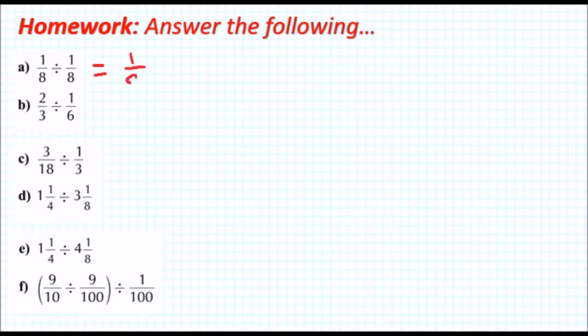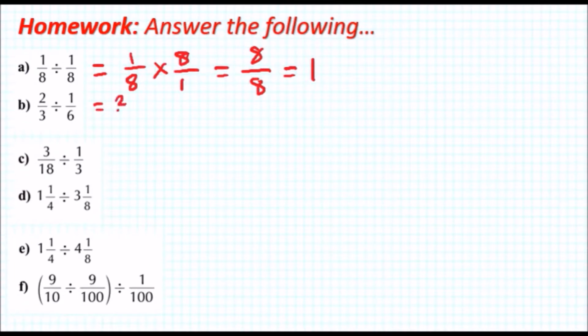So if we're going to do it, we're going to copy the first fraction, flip the divide to a times sign, and then flip the fraction to 8 over 1. So this one is upside down. And now we do as we always do. So we just multiply across. So 1 times 8 is 8, and then 8 times 1 is 8. And of course, 8 over 8 is just 1. Just a whole number 1. Easy.